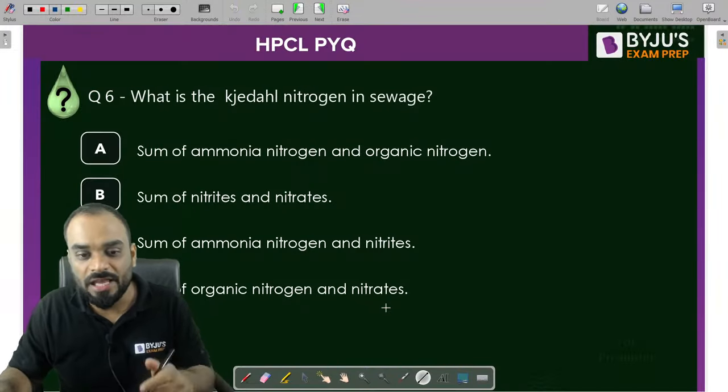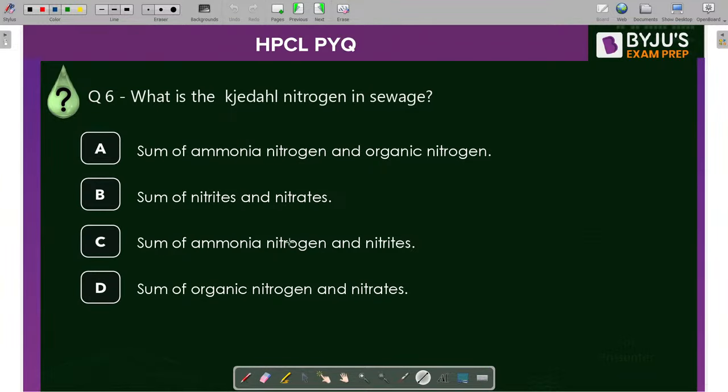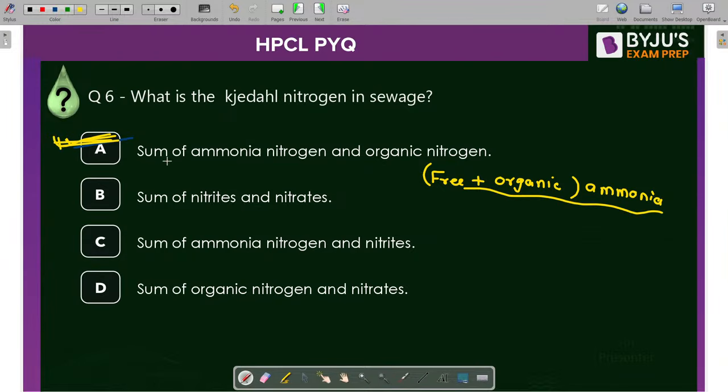Okay, very nice. Next question in front of you guys. What is Kjeldahl nitrogen in sewage? Now this problem is related to your environmental engineering. Tell me guys, what is Kjeldahl nitrogen? It is A. Very nice. It is the sum of ammonia and organic nitrogen, which we call free ammonia plus organic ammonia. It is the addition of free and organic ammonia that is known as Kjeldahl nitrogen. Understood? That's why A is the correct answer for the problem.